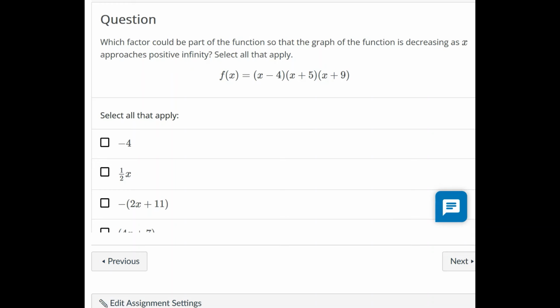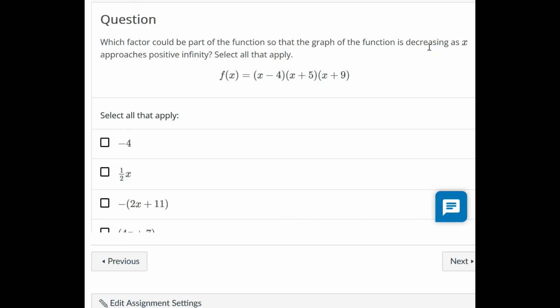This says which factor could be a part of the function so that the graph of the function is decreasing, that's important, as x approaches positive infinity. Now let's look at a picture so we know what's going on. Again, as x approaches positive infinity, that means to the right. If I could underline it, I would. I can't. As x approaches positive infinity, means to the right. And then it says the function is decreasing.